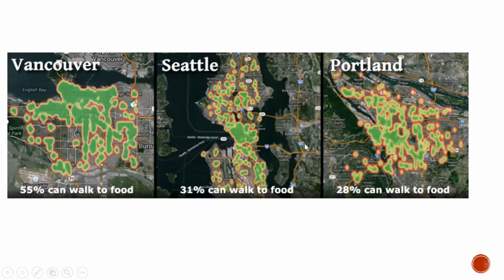And I thought this was an interesting image to look at as well. We can see what percentage of people in Vancouver can walk to get food, compared to Portland or even Seattle.